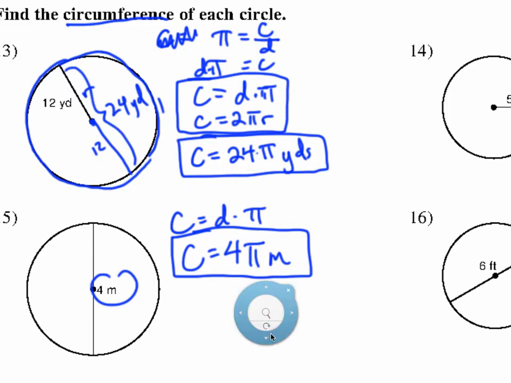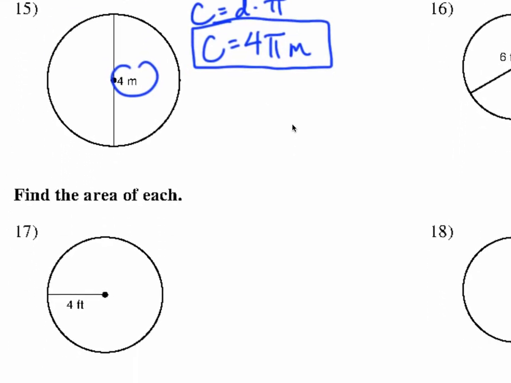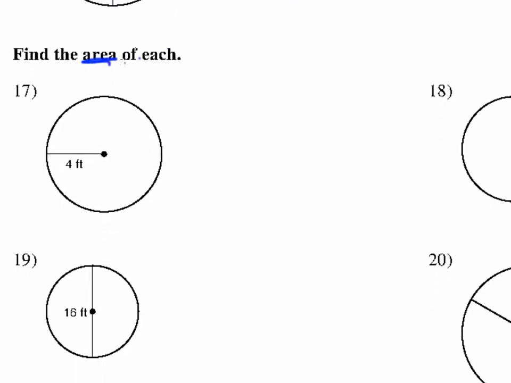Now, let's come down here. This is going to be a little bit different now, finding the area. Now remember, area is as if you were trying to find squares inside this circle. So if this is 4 feet, how many square feet are there going to be inside? So really you're measuring the whole inside space of this circle. So remember this area formula is area equals pi r squared.